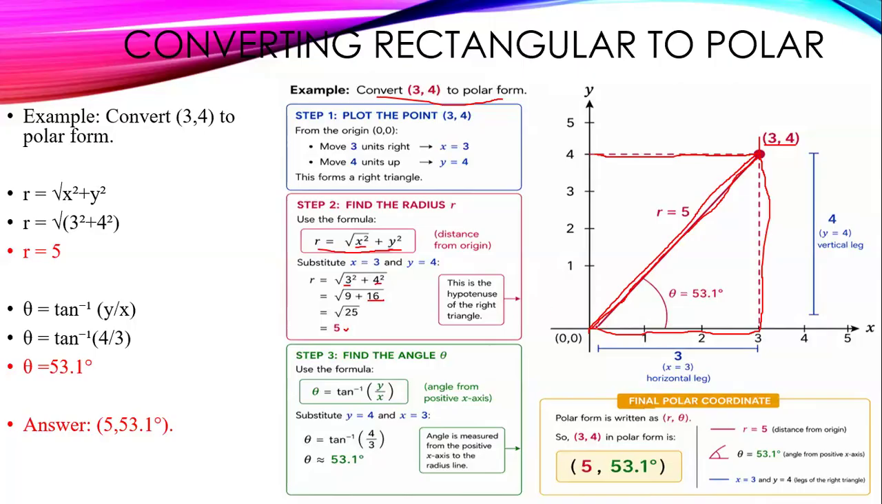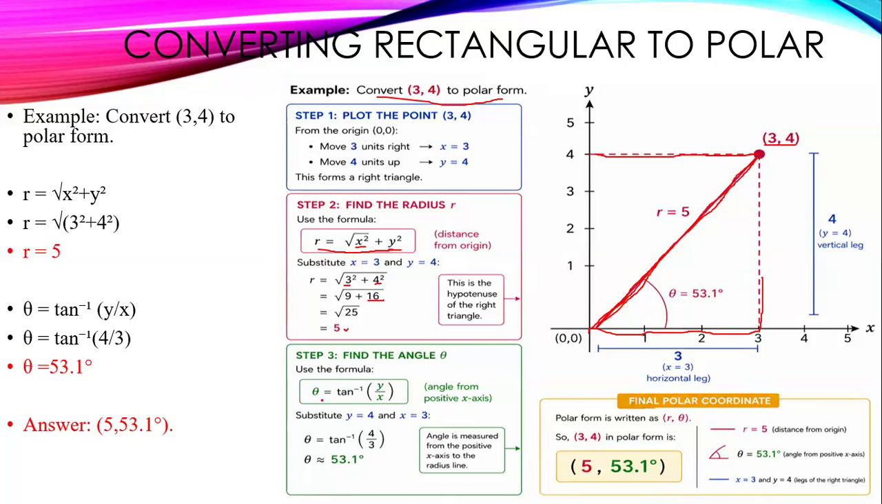So our r is from here, which is going to give us 5. Yes, so this is where we would estimate our 5 to be here.